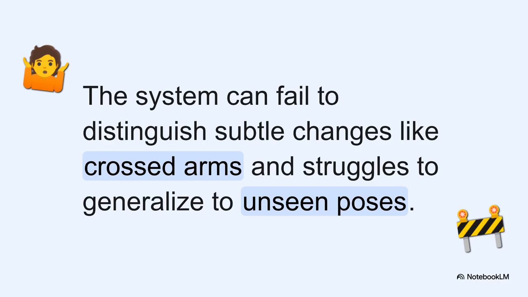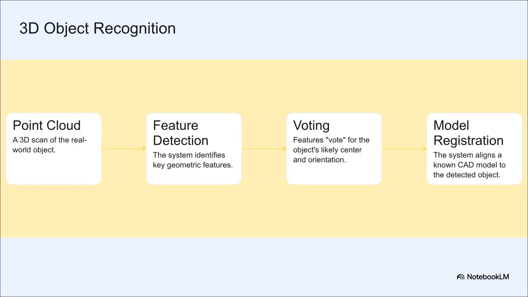It also has a tough time with really unusual poses that it wasn't trained on, or when parts of your body are hidden from view. And this same kind of thinking applies to recognizing objects too.